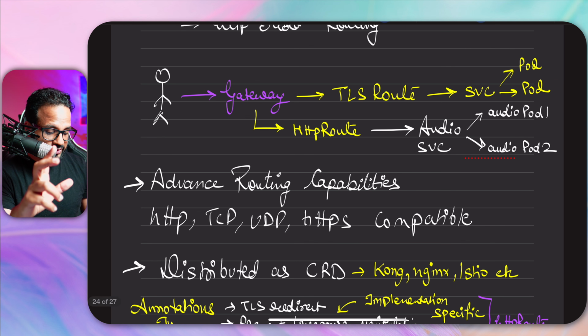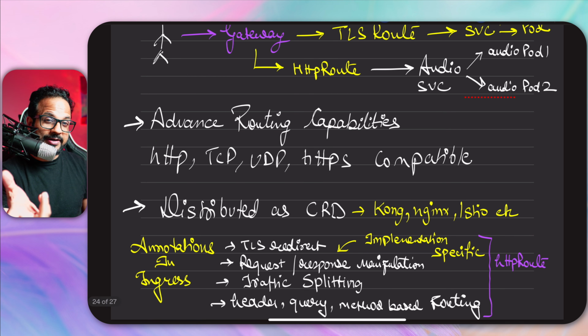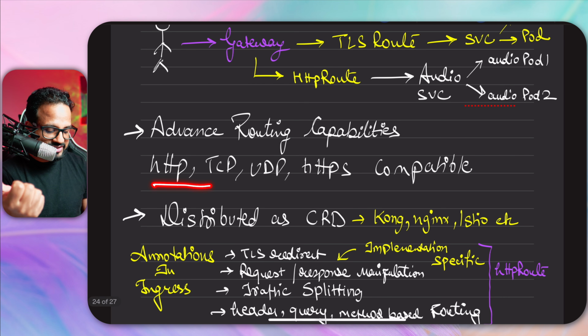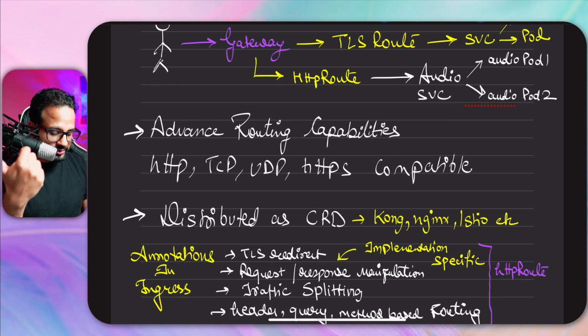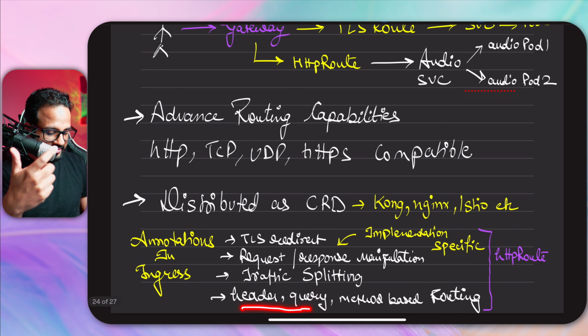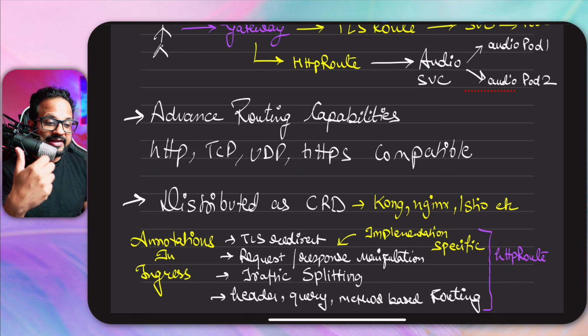It also provides you advanced routing capabilities. Okay, like with the Ingress, it only supported HTTP based routing. Over here it provides HTTP, TCP, UDP, HTTPS, like it is compatible with all the routes. And it also supports header based, query based, and method based routing. So it's over here written header, query, method based routing. It provides you various other routing capabilities.